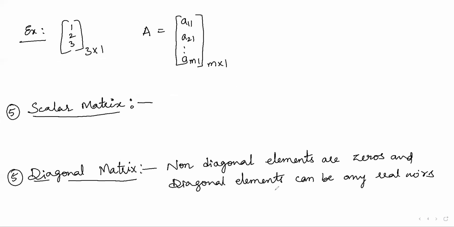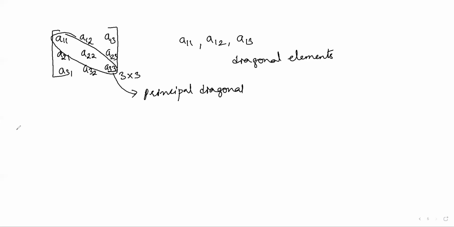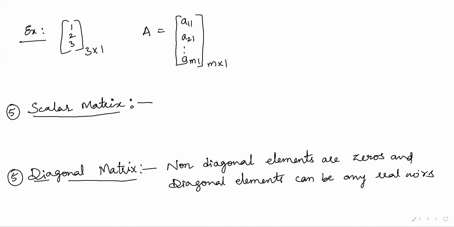So a diagonal matrix means the non-diagonal elements are zeros. Then what about the diagonal elements? They can be any elements. For example, 1, 0, 0, 0, 2, 0, 0, 0, 3. I have a small doubt. Yes. The diagonal elements are A11, A12, A13? Shouldn't it be A11, A22, A33? Exactly, sorry. Yes, that's true. That is diagonal.